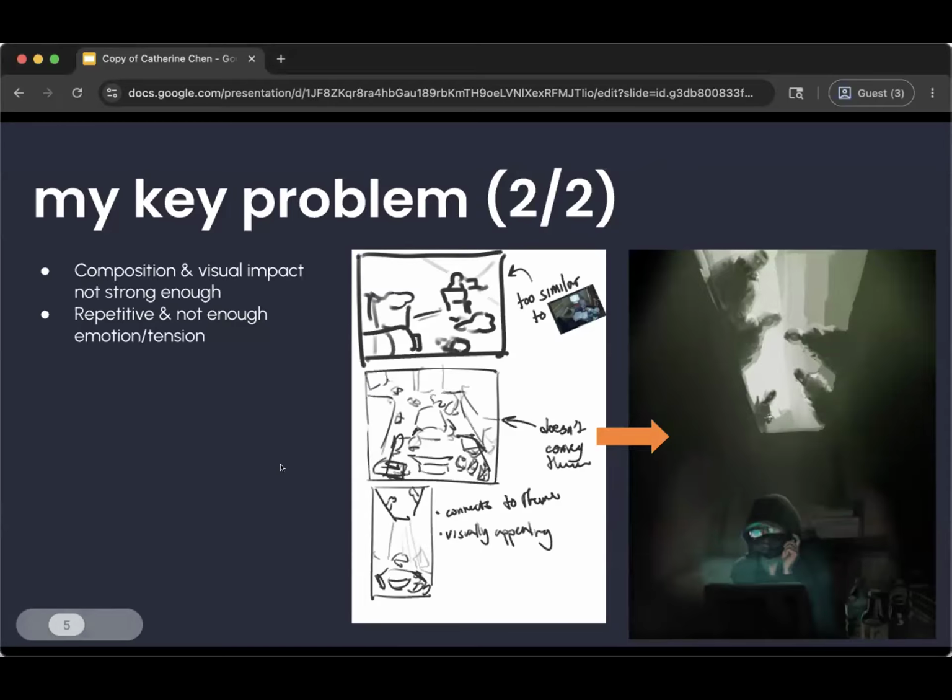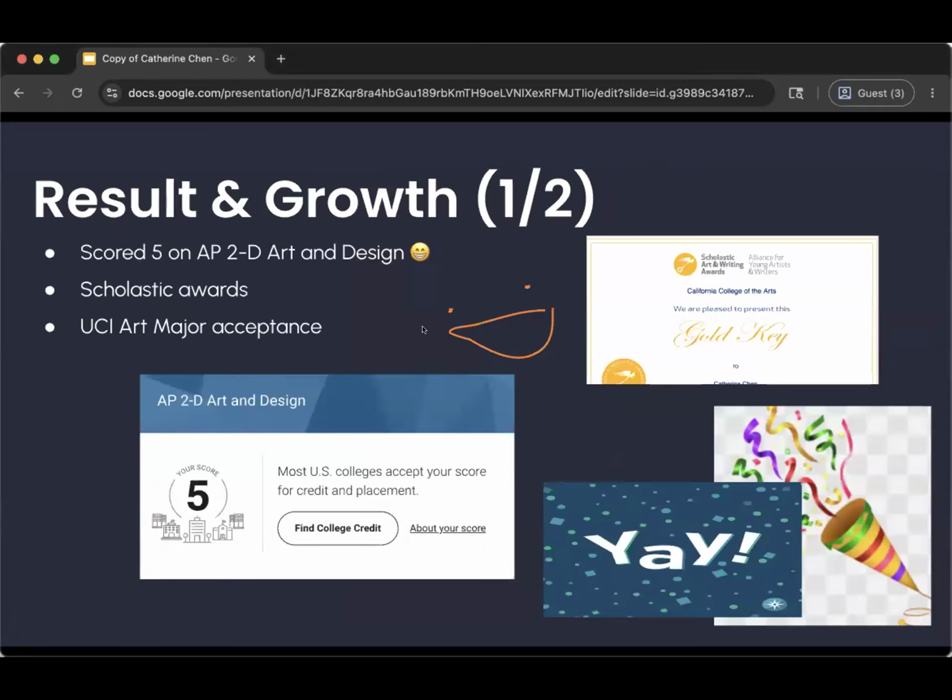From the results and growth, I'm here because I scored a 5 on AP 2D Design, as well as a couple of gold keys for my work. Sorry, it was labeled on the other slide. I won some Scholastic Awards, and I got accepted into University of California, Irvine as an art major. So I'm going to be there this fall.